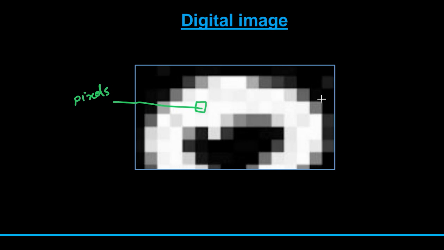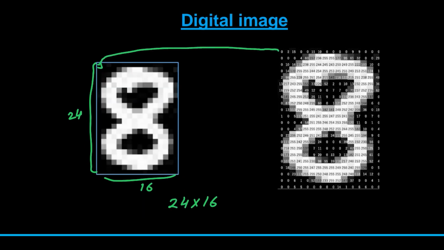The image's dimension is simply the number of pixels across the height and width of the image. In this case, if you do the math, it would be 24 pixels in height and 16 pixels in width. So the dimension of this image will be 24 times 16. Each of these pixels is labeled with a numerical value, and these numbers are called pixel values. These pixel values indicate the pixel intensity, like this pixel is completely dark, so its pixel value would be 0.